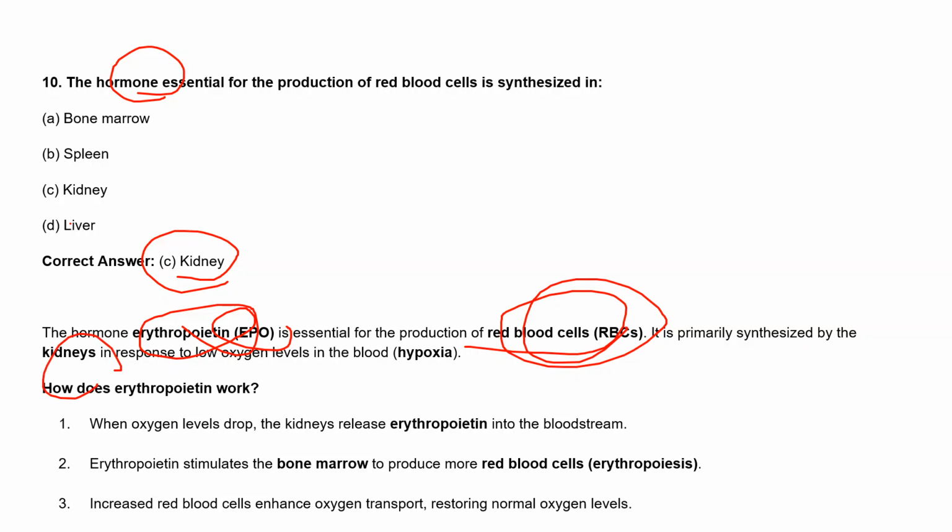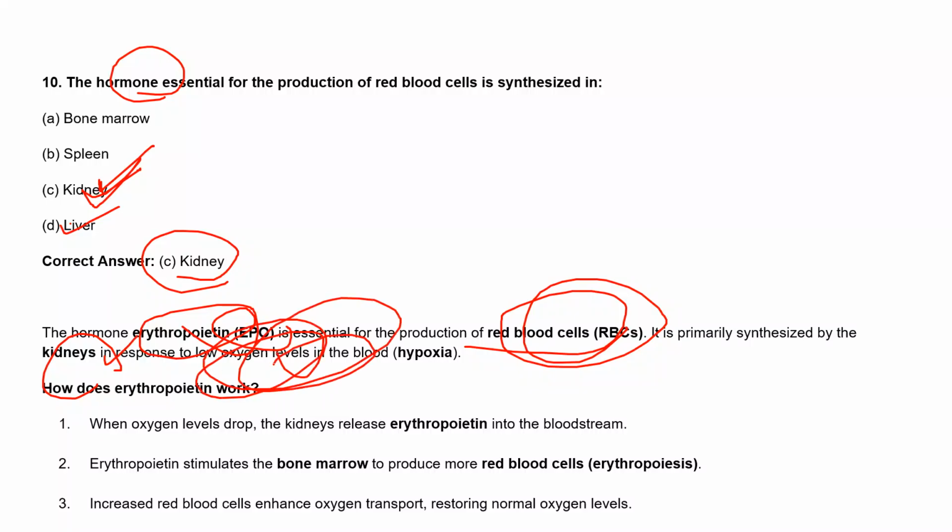Is it synthesized in the bone marrow? No. The spleen? No, this is the graveyard of RBCs. Kidney is the right answer. In the fetus, the liver will produce this hormone, but in the case of adults, the kidney is the right answer. So it is primarily synthesized by the kidney in response to a low oxygen level.